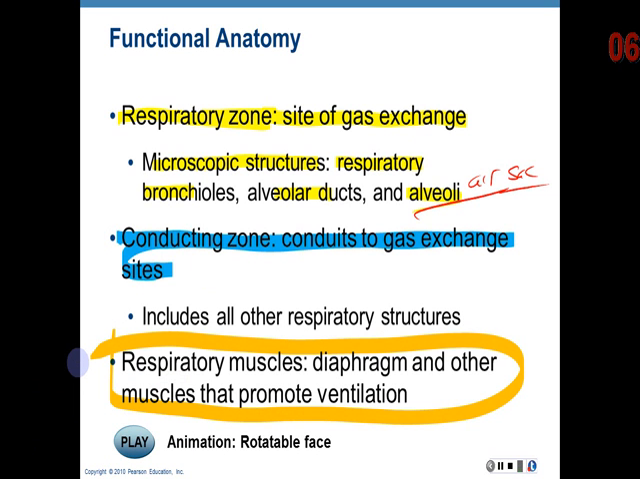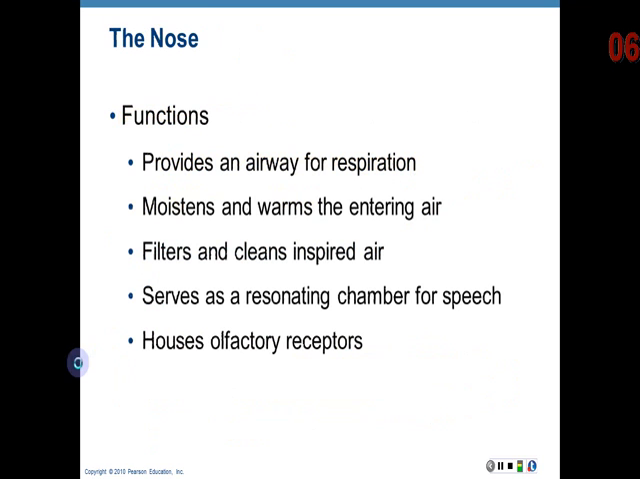I am not going to click that button. It says rotatable face, and it just scares the hell out of me. Actually, it's our half-head model, and there's no reason to look at it.